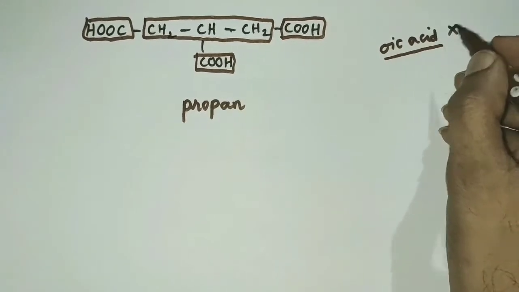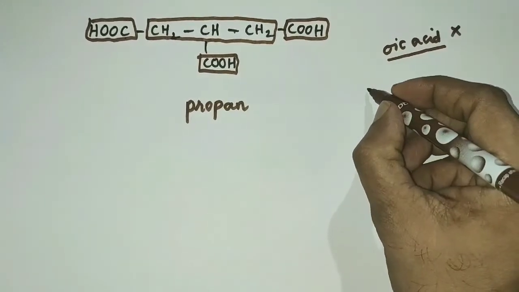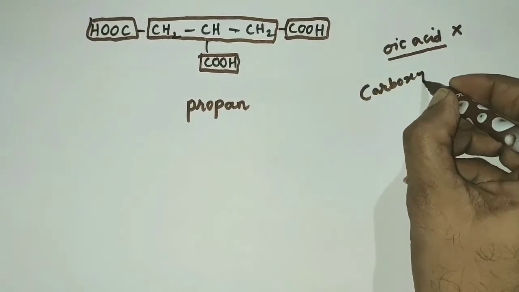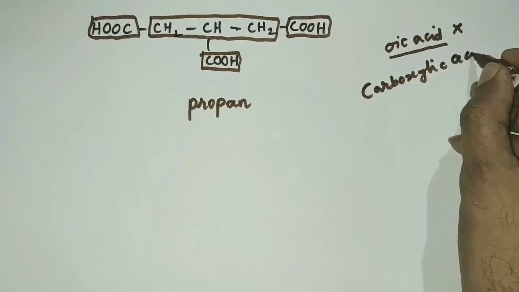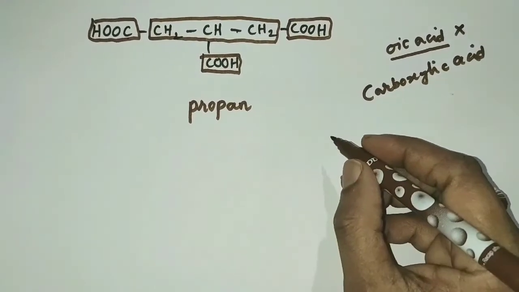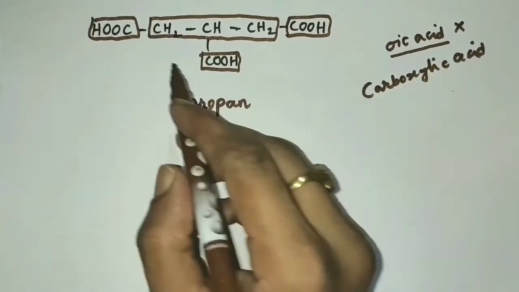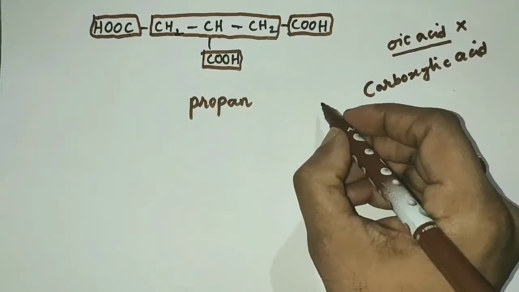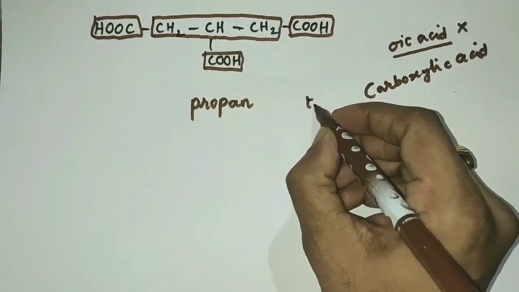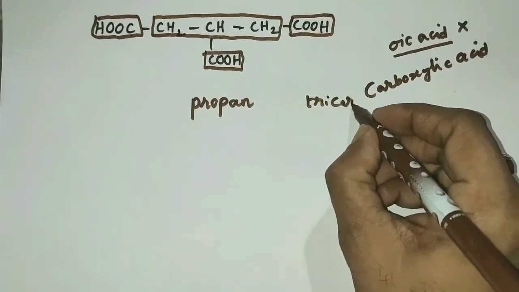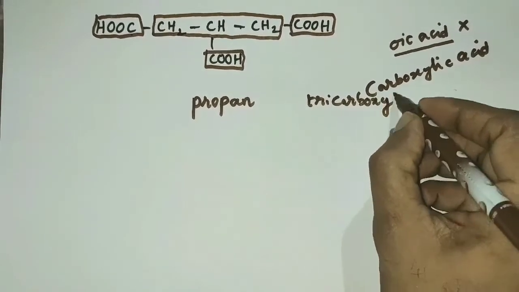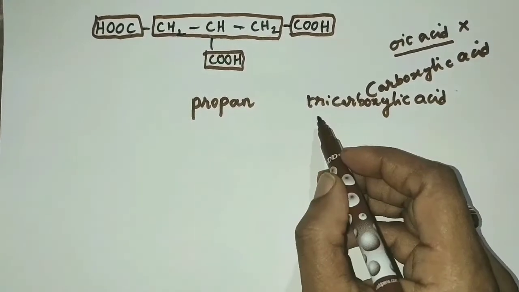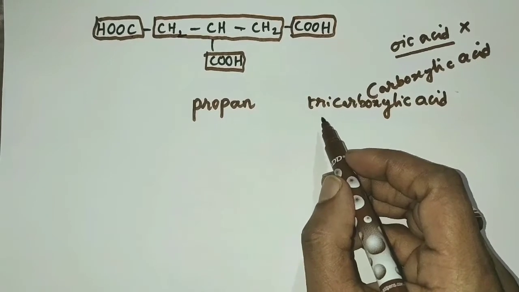Instead of oic acid, we need to use carboxylic acid as the secondary suffix. Now you see how many carboxylic acid groups we have? 3. So tricarboxylic acid.